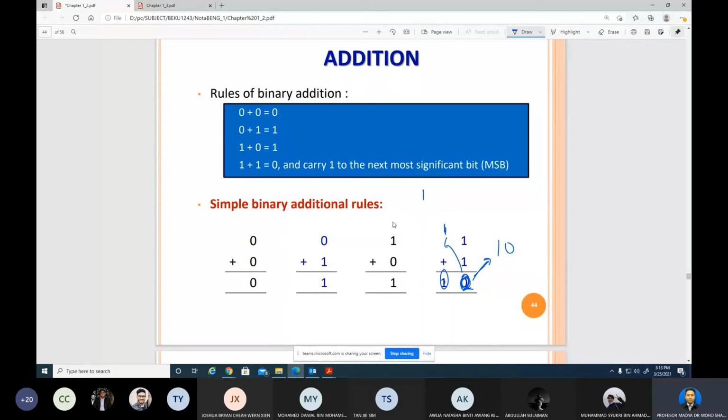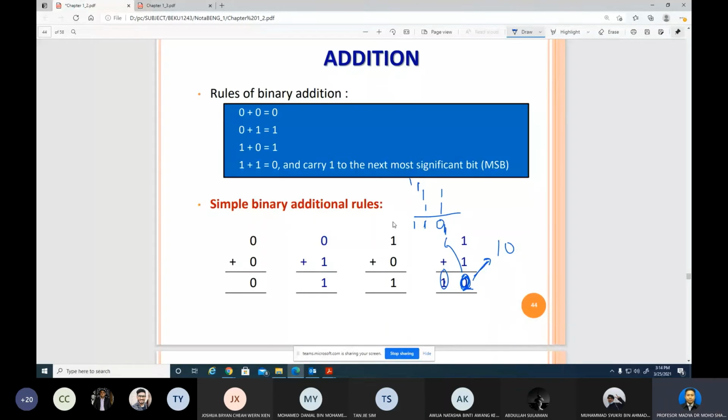For example, we have 111 plus 1. 1 plus 1 will be 0, and then bring 1 here. Then 1 plus 1 will be 0, and then plus 1 will be 1. So bring 1 here, and so on. Something like this. So this is the answer for addition, but you have to remember this one.